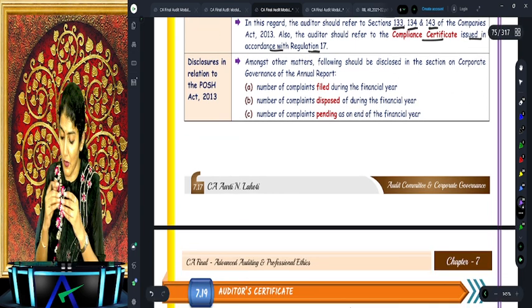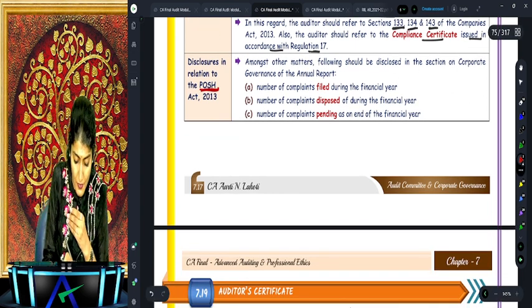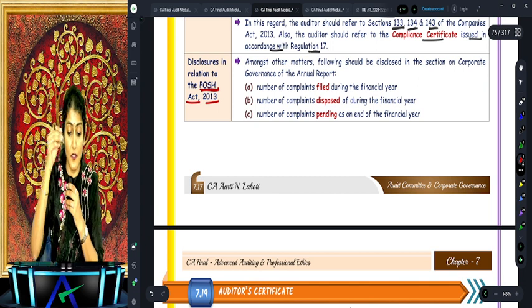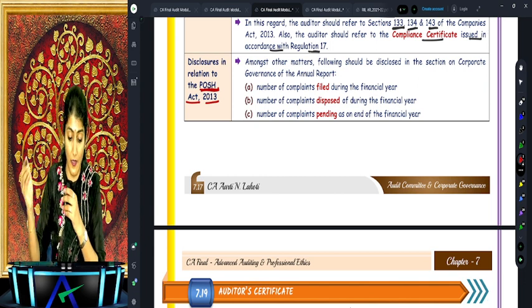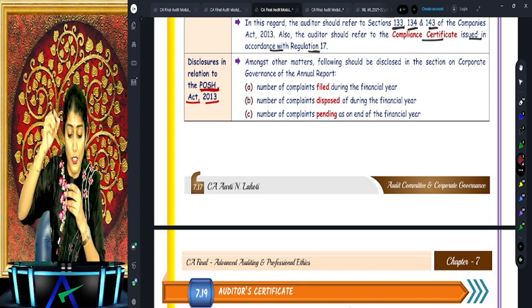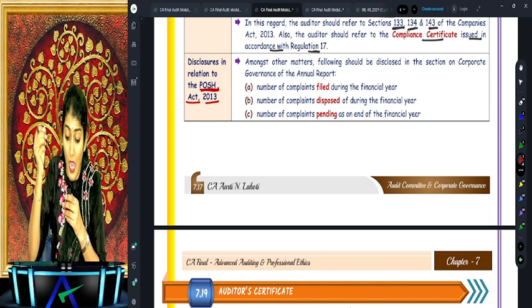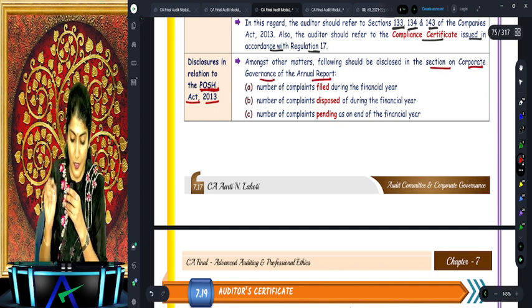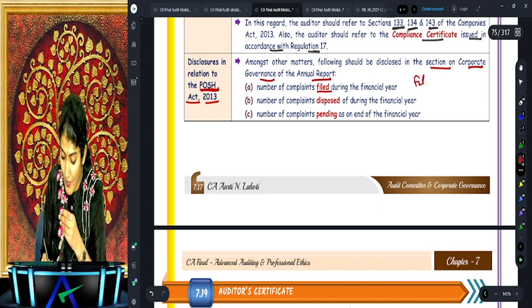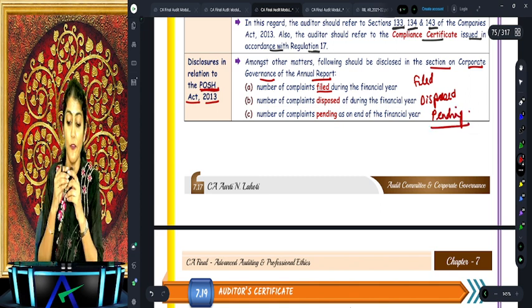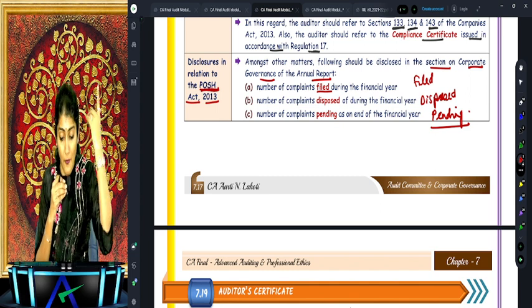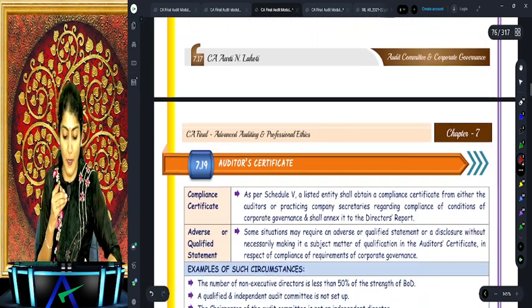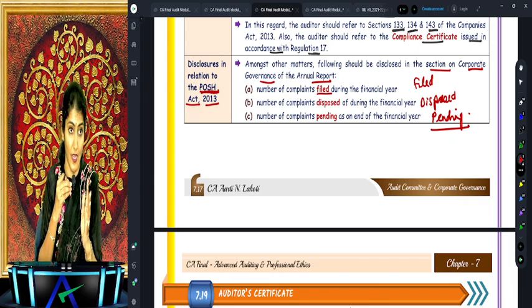And disclosures are also required to be made under the Prevention of Sexual Harassment Act 2013. Disclosures in relation to the POSH Act 2013. So what is this POSH Act over there? The Prevention of Sexual Harassment Act 2013. Amongst other matters, the following should be disclosed in the section on corporate governance of the annual report: number of complaints filed during the year, number of complaints disposed of during the year, and number of complaints pending as at the end of the financial year. Are you able to follow this?